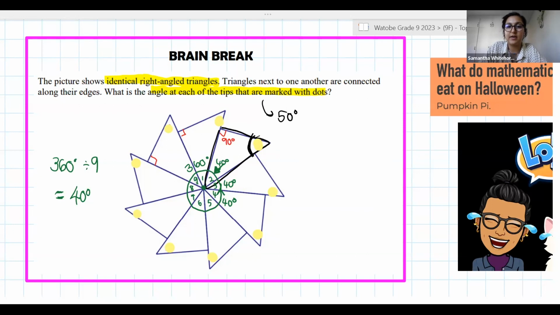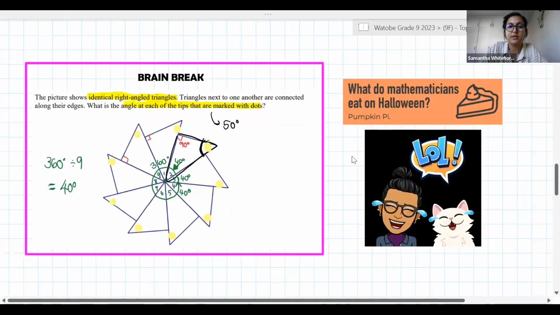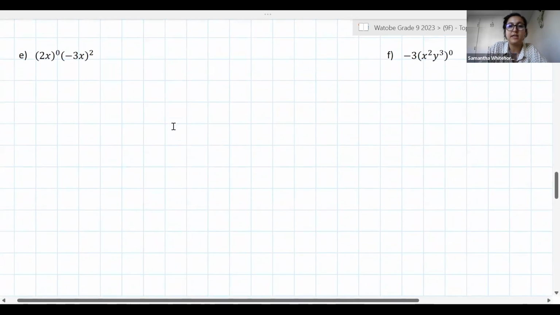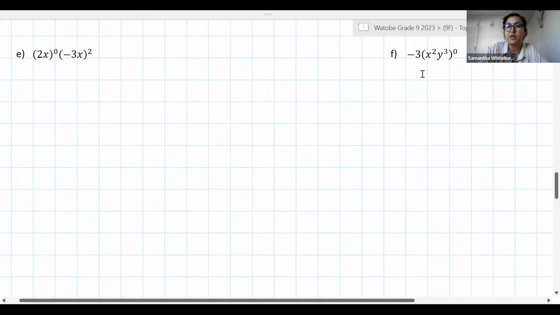All right, let us carry on practicing some exponents. Right, so you've got two questions here, E and F. I want you guys to give those a try for me. You can put your answers in the chat. If you are putting answers in the chat, please just number them E and F so we know which is which when we see your answers coming through.